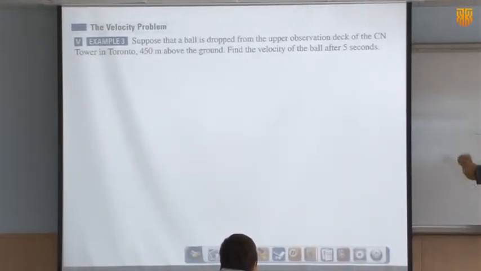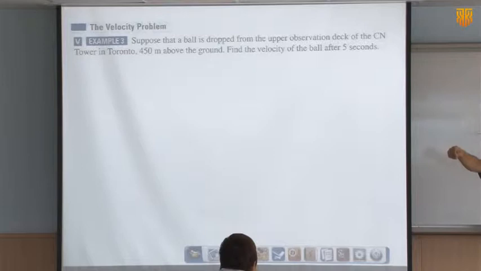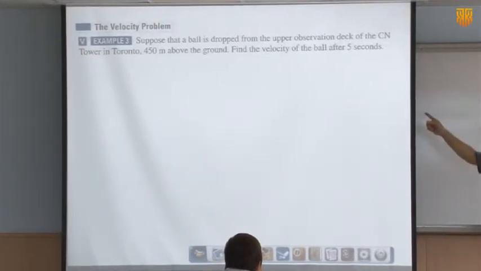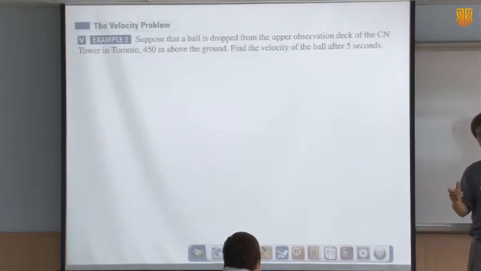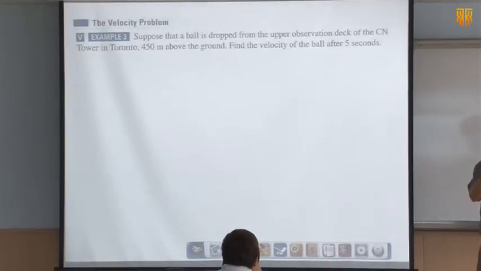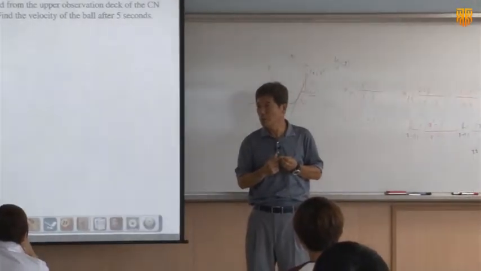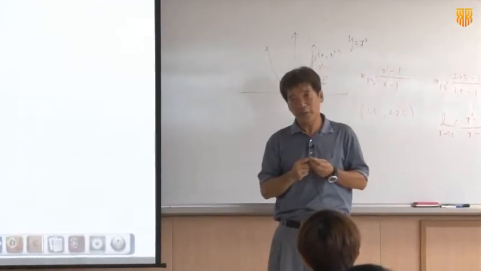And then find the velocity of the ball after 5 seconds. You drop the ball over there, and see how long it's going to take to hit the ground. But here, we want to find the velocity of the ball after 5 seconds. Now, what's the meaning of the velocity after 5 seconds? Can you find the velocity at a specific point in time? Is it possible? Do you think it's possible? You can find the average velocity.